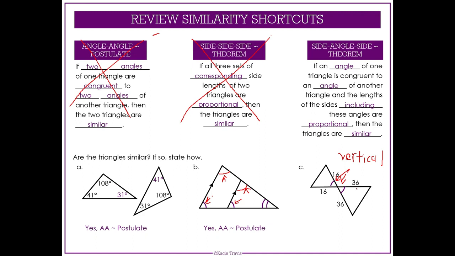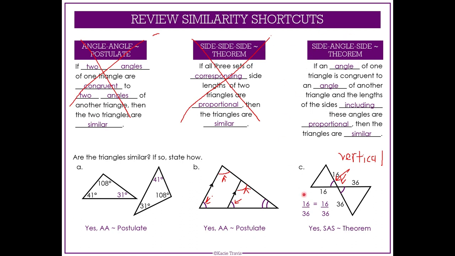Now, next thing we got to check, are the sides proportional? So we got 16 and 16, we got 36 and 36. Obviously these two are equal right now, and they both are included on this angle that is inside of our two triangles here. So if that is the case, we got a side, an angle, then a side, and a side, an angle, then a side, which means, yes, these are similar due to the SAS theorem, side, angle, side theorem.